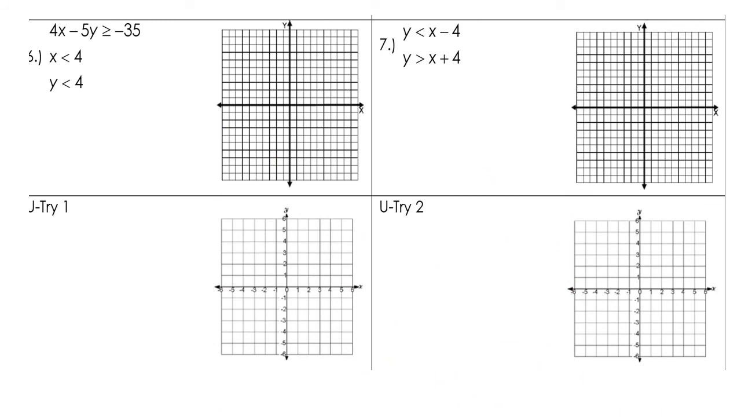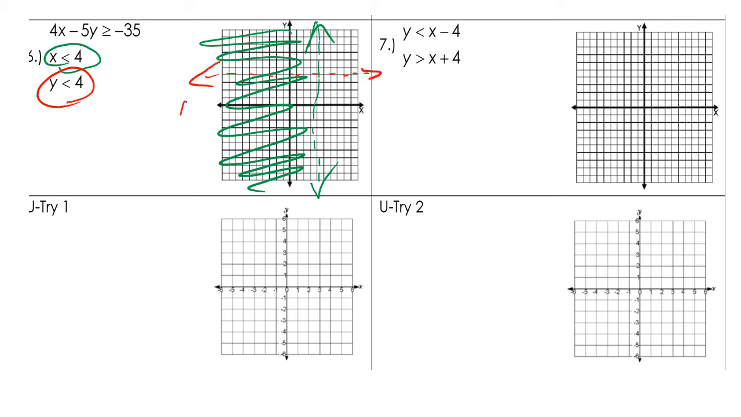Okay. X is less than 4. That's a vertical line. It's going to be a dotted line. I'm coloring to the left because the numbers less than 4 are to the left. Y is less than 4. That is going to be a horizontal line. That is also a dotted line. And the numbers less than 4 are underneath.